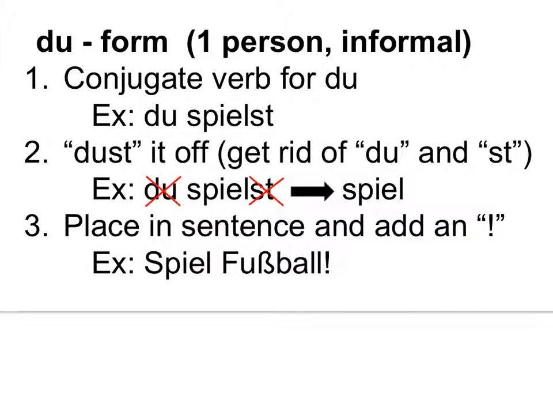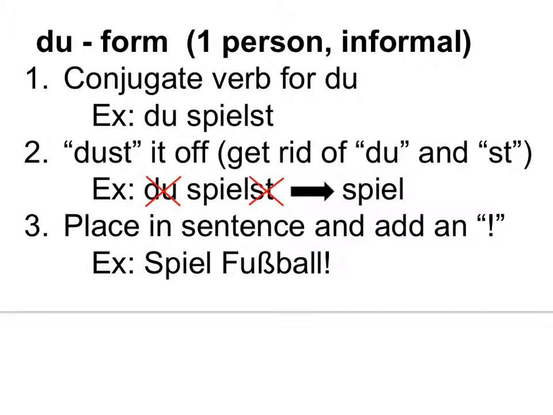So that's step 1. Step 2, I call it dusting it off, because you get rid of the du and the st ending. So when you combine those things, you've got du-st. You dust it off. Does that make sense? You're all so busily writing. Do you understand that concept? Yes or no? Okay. So that leaves you with spiel. When you're done with that, you just put it in the sentence. So if you're going to play soccer, you just say spiel Fußball. And that's it.